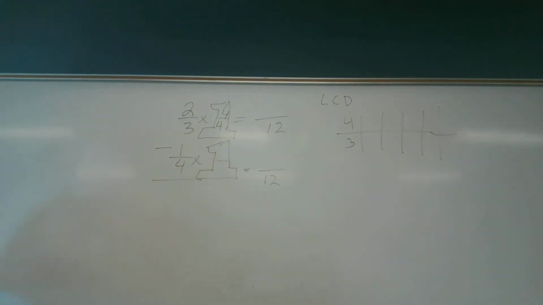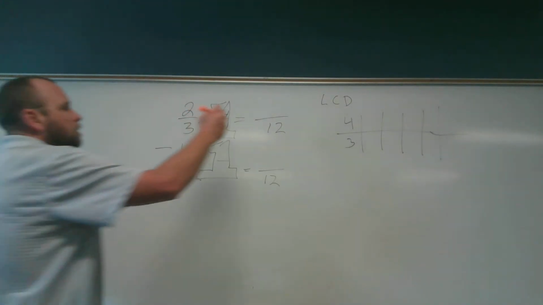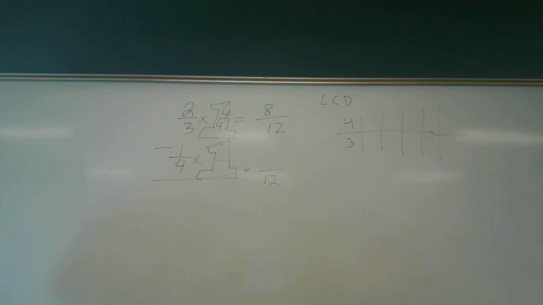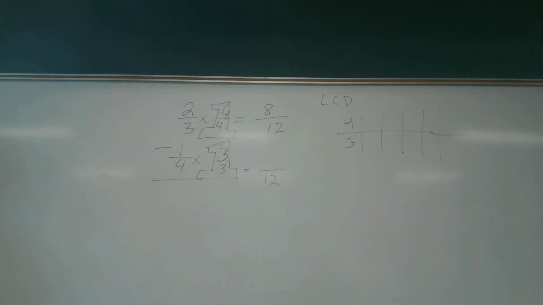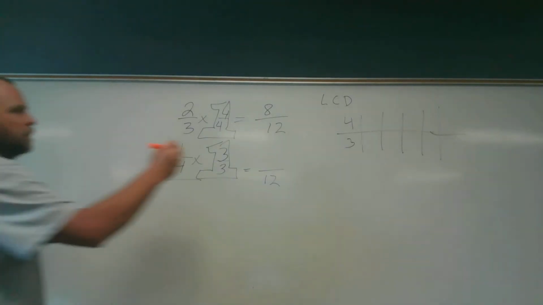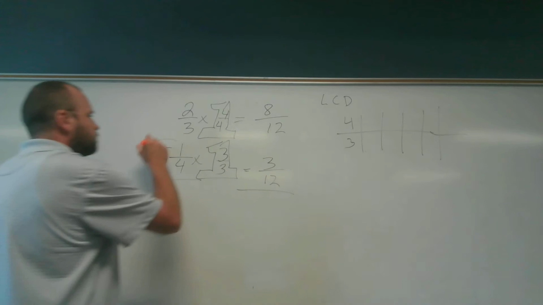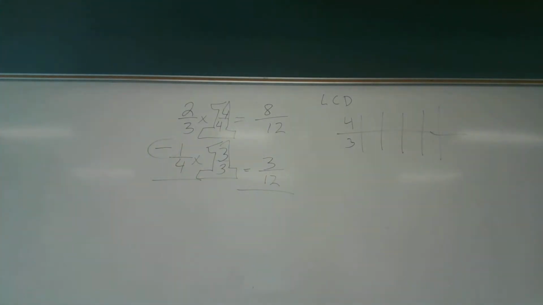Mason, what's my numerator? 8. Mason, what would I multiply 1/4 by? 3 over 3. My numerator is? 3. So 8/12 subtract 3/12. So I go over and I make sure I know what the sign is.